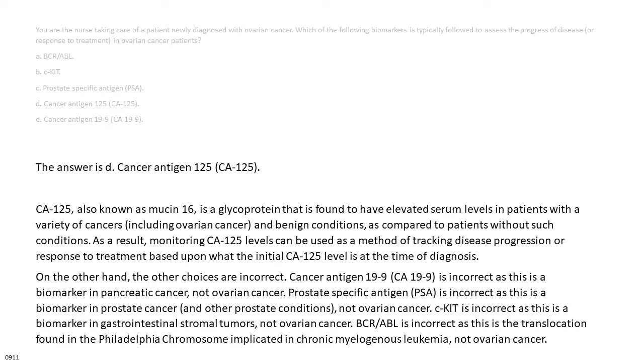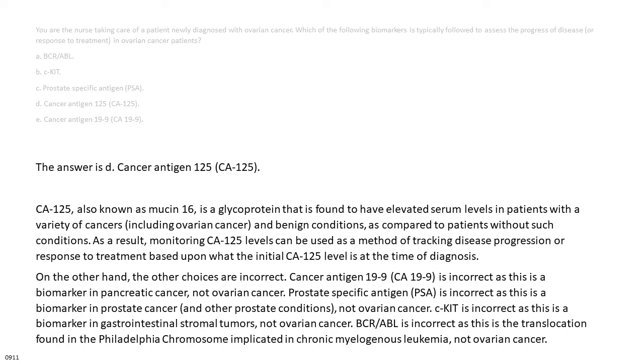The answer is D. Cancer antigen 125, CA125. CA125, also known as mucin 16, is a glycoprotein that is found to have elevated serum levels in patients with a variety of cancers, including ovarian cancer, and benign conditions, as compared to patients without such conditions. As a result, monitoring CA125 levels can be used as a method of tracking disease progression or response to treatment based upon what the initial CA125 level is at the time of diagnosis.